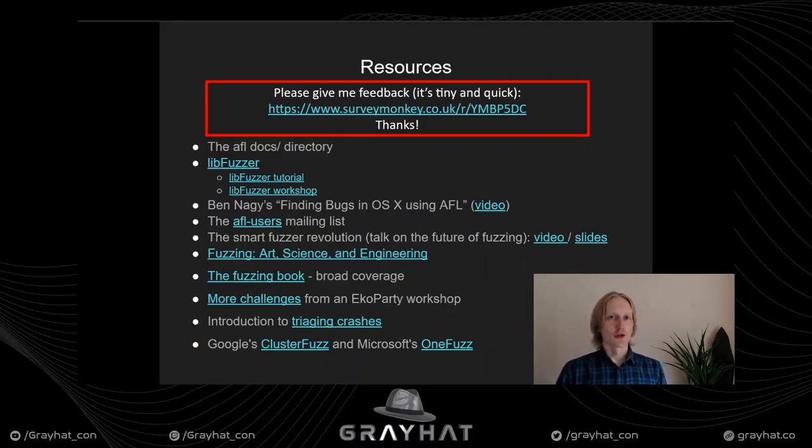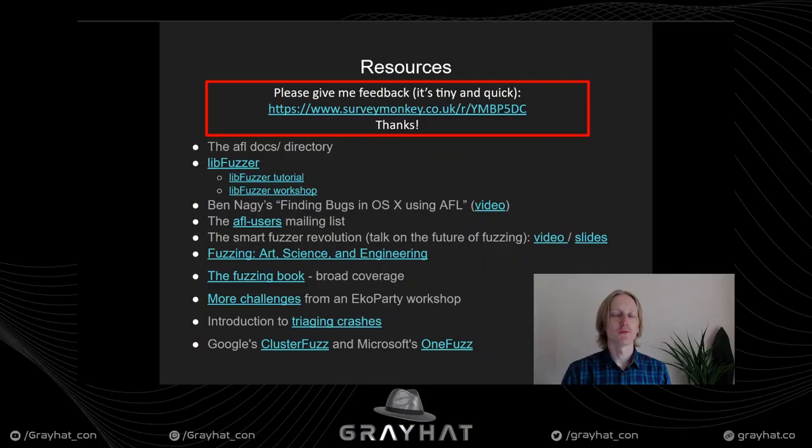There's this Smart Fuzzer Revolution talk, which gives you a nice idea of what's happening in the world of fuzzing and the move towards structured fuzzing. This Fuzzing: Art, Science, and Engineering paper is a systematization of knowledge paper that covers a lot of the advancements in fuzzing over the past few years. If you're interested in the academic side, this is the best place to start for sure, rather than just searching Google Scholar or whatever for different papers. There are lots of papers on fuzzing. This is a nice coagulation of them into one place.